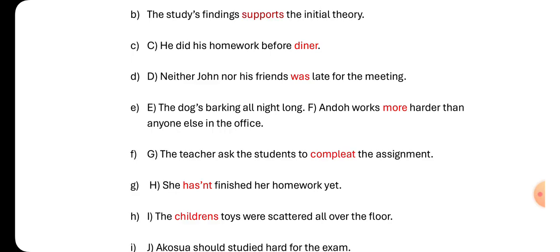Okay, there's a problem with redundancy here. The dog barks all the night long. So you go by saying, or is this not redundancy? No, I think this is a sentence fragment. The dog barks, okay? The dog barks all the night long.